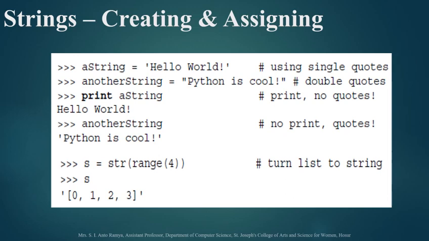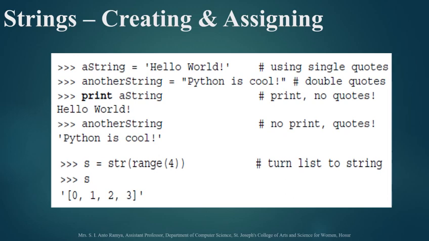The first line, if you see, a string is equal to hello world is given within single quotes. So using single quotes also we can assign strings. The second line, if you see, another string is equal to Python is cool is given within double quotes. So using double quotes also we can assign strings.